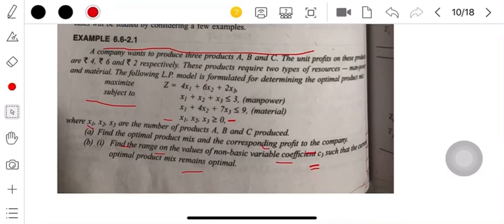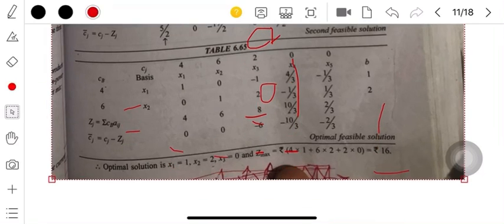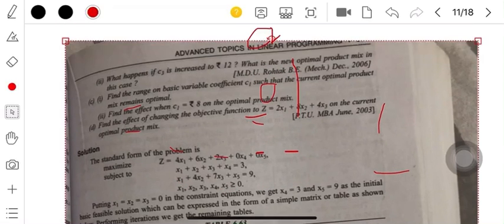Let me move to the second part. What happens if C3 is increased to 12? What is the new optimal product mix in this case? Now what they have done is that they have increased C3 to 12. We know that this cannot be increased beyond 8. So what needs to be done?